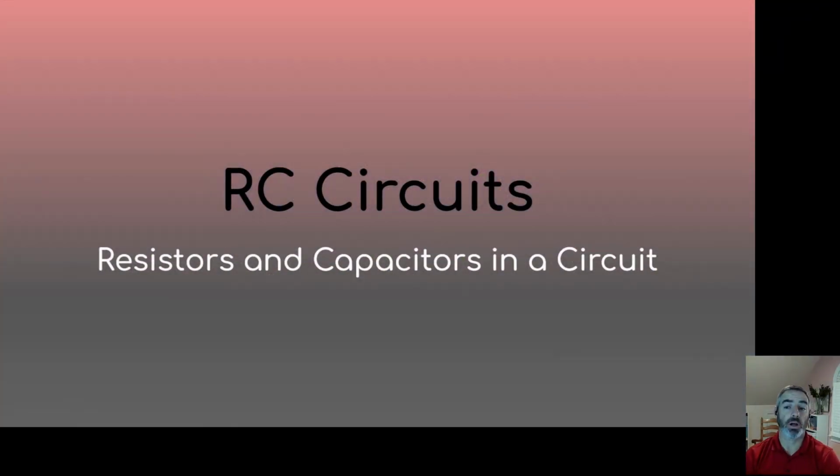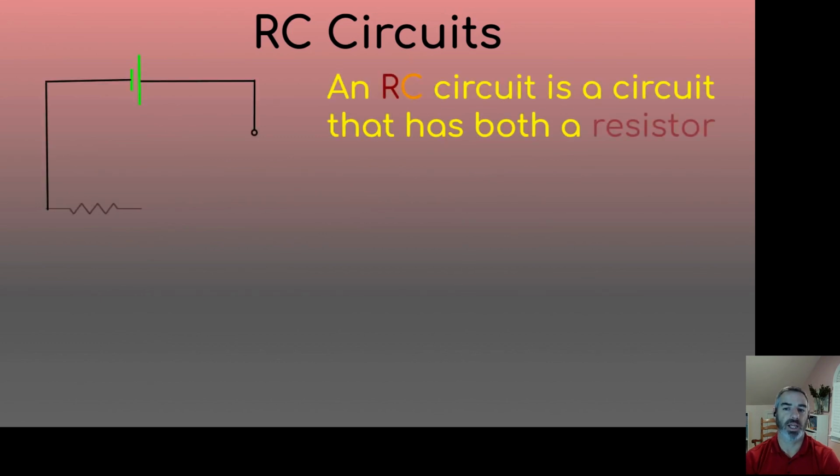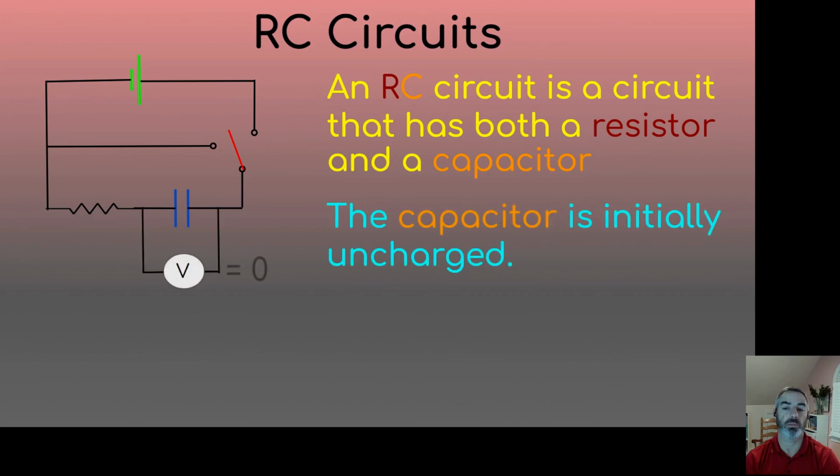In this video, we're going to talk about RC circuits, which are resistors and capacitors in a circuit. So what does an RC circuit look like? First, it has a power source. You have a resistor and a capacitor. I put a branch through the middle, put a switch so that the switch can toggle between the battery and the capacitor. And initially the capacitor is uncharged, so the voltmeter across it is reading a potential of 0.